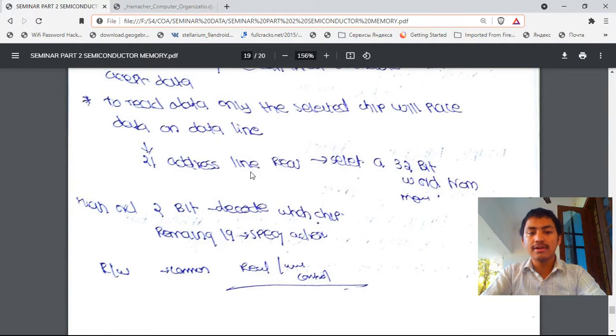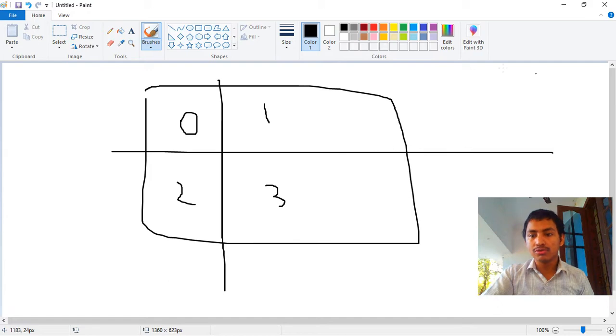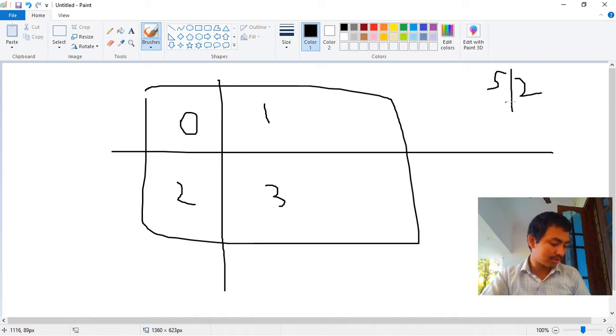Among the 21, there will be a 2-bit decode for which chip we will use. Here I am using 4 chips of 512K into 8 architecture. So for that, 4 chips will be required for making 2 MB.